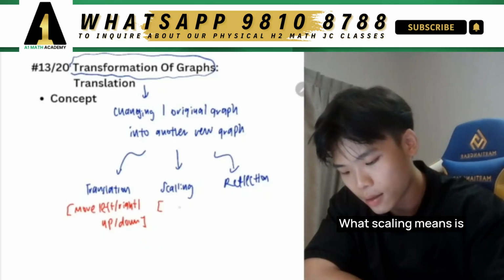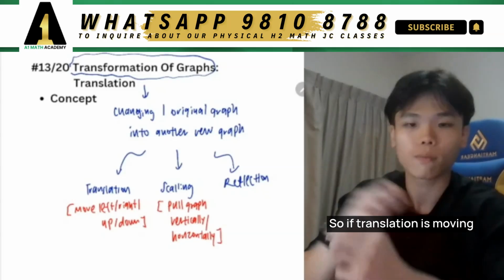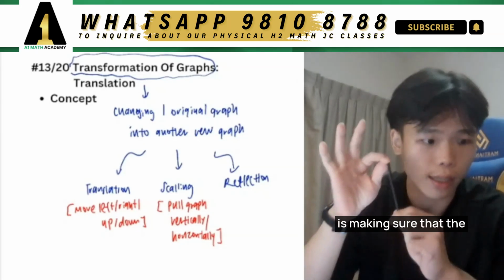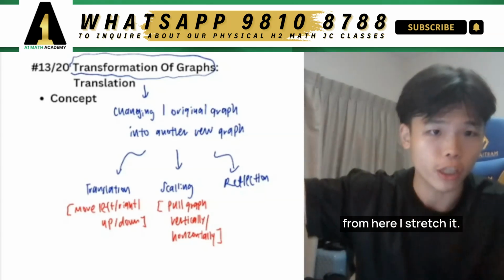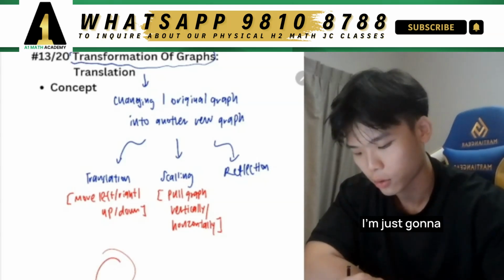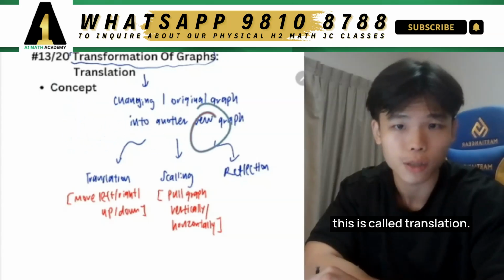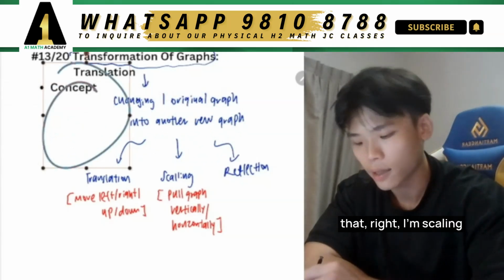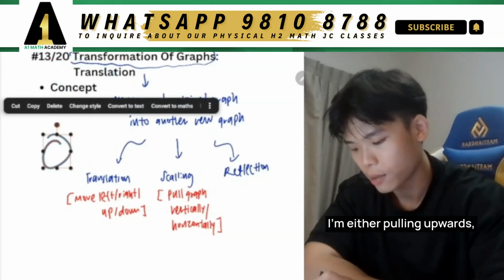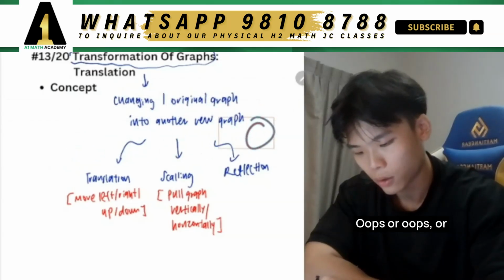What scaling means is just pulling the graph vertically or horizontally. If translation is moving a graph physically, scaling is making sure the graph stays in place, and from here I stretch it. Originally I have a circle here. If I move it left and right, this is called translation. I'm just moving it. But if I pull it out like that, I'm scaling it, because I am pulling the graph upwards or sideways like that.